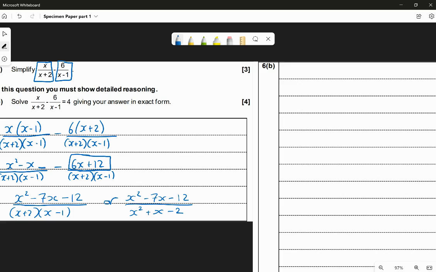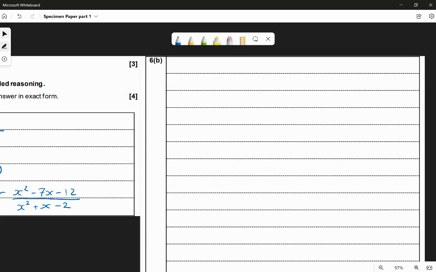Solve the equation where that thing that we have simplified is equal to 4. So clearly they want you to use the result from part A in part B. So that's what we're going to do. We're going to write down that fraction from part A, x squared minus 7x minus 12 over x squared plus x minus 2 is equal to 4, and solve that.